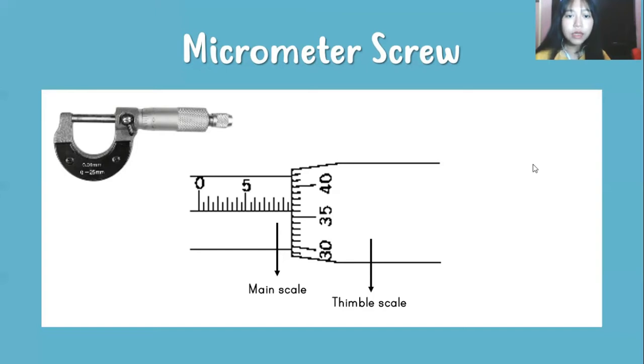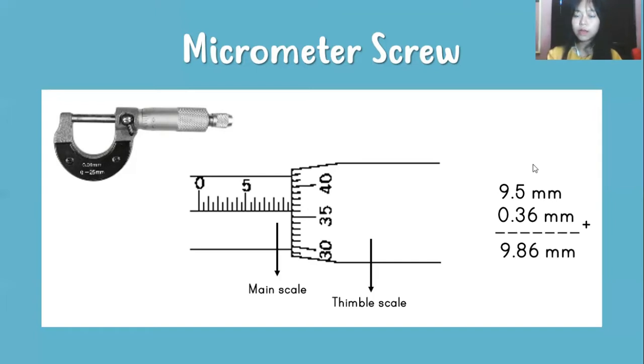So first, to read the micrometer screw, again you need to see first the main scale. You have to see in which number the main scale is shown before this thimble scale. And for this case, we have 9.5 millimeters. And for the thimble scale, we need to put like 0 point something, and for this case, the one that is in line with the main scale is 36. So we are adding 0.36 millimeter. We just need to sum it up and we got 9.86 millimeter.